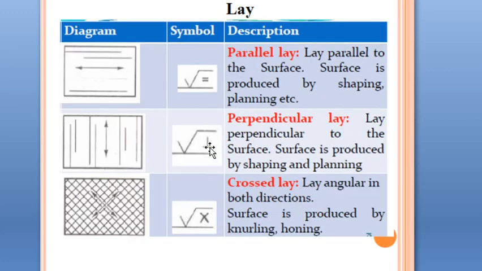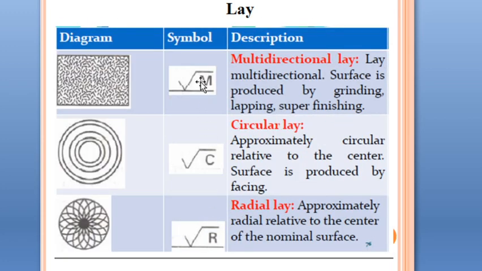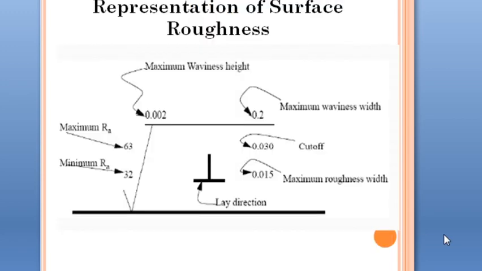Parallel lay, perpendicular lay, crossed lay, M for multi-directional lay like grinding, lapping, super finishing, C for facing operation, and R for radial, relative to the center of the nominal surface. Then the representation of the work surface roughness.